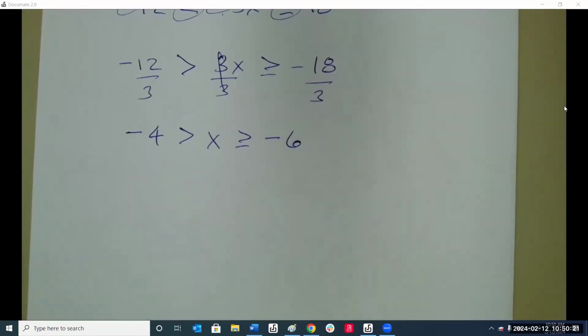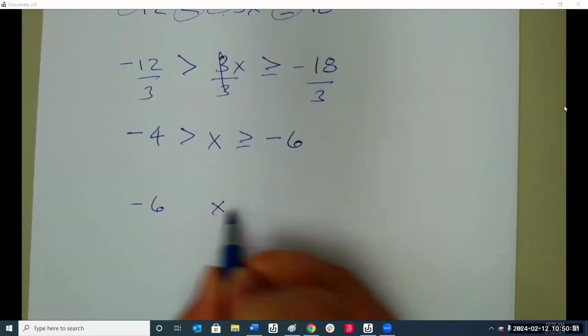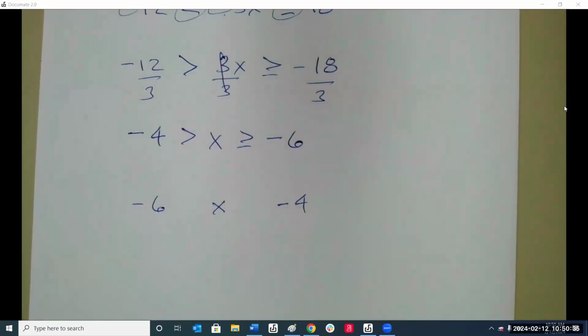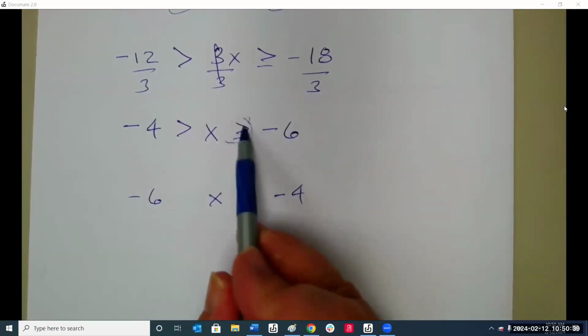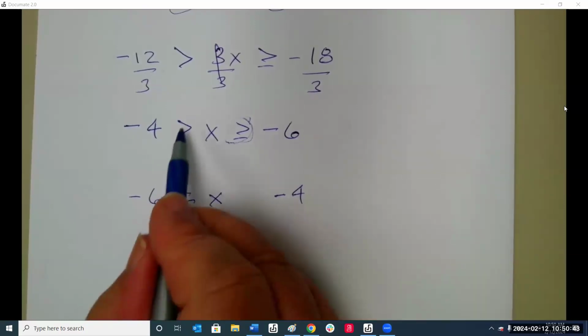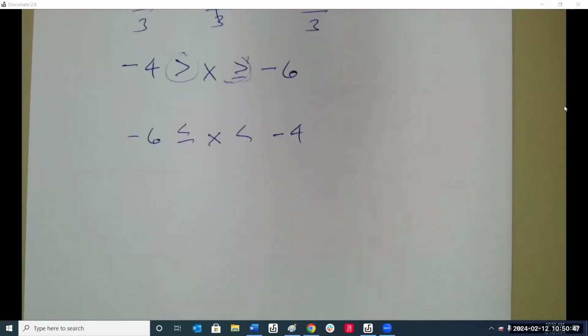But this is backwards because its arrows are pointing in the wrong direction. So we got to flip the whole thing around. We put the negative 6 there, put the x in the middle, and the negative 4 there. So this inequality has to be pointing towards the negative 6. This inequality has to be pointing towards the x. So there's my answer.